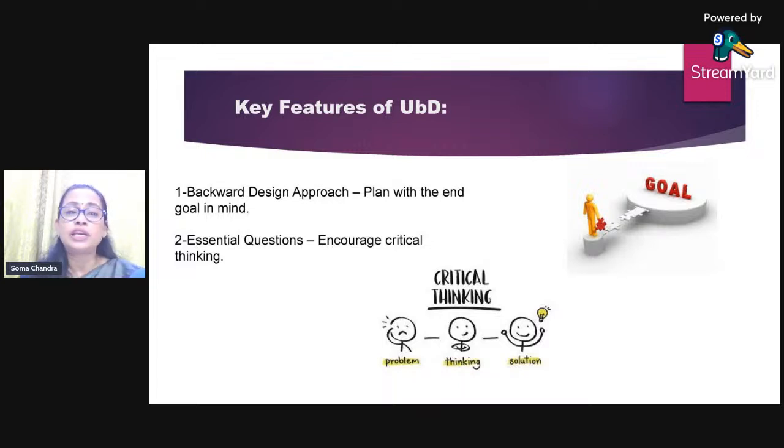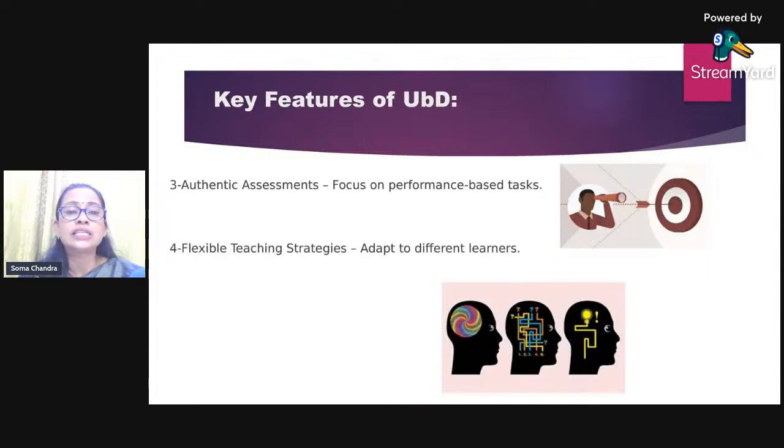So the key features of understanding backward designing. The first one is backward design approach. Plan with the end in mind. Second is essential questions. Encourage critical thinking. Third will be authentic assessment. That means we have to focus on performance-based tasks. And the fourth one would be flexible teaching strategies. Adapt to different learners.